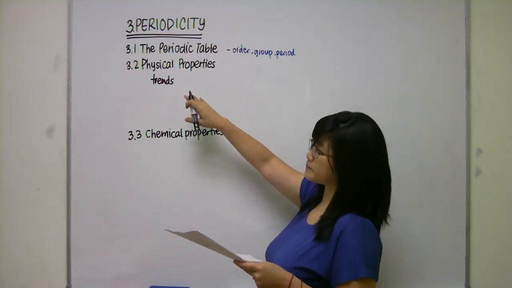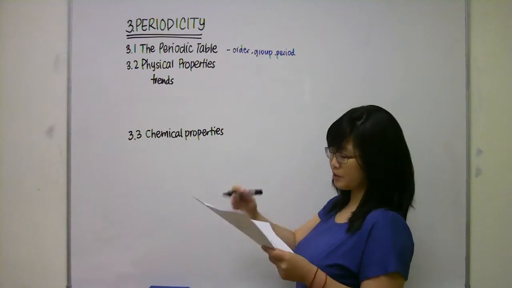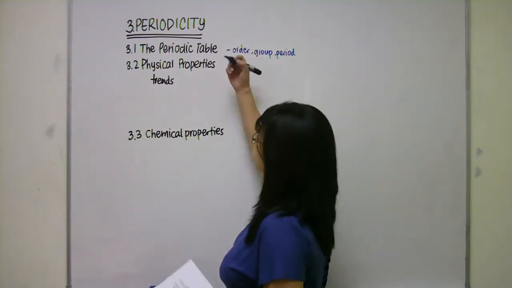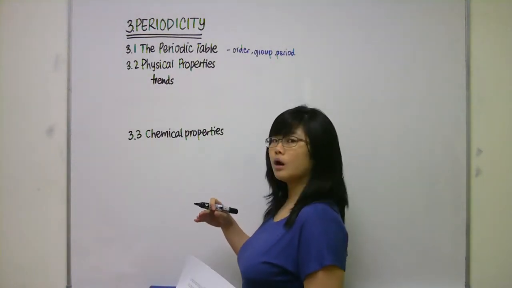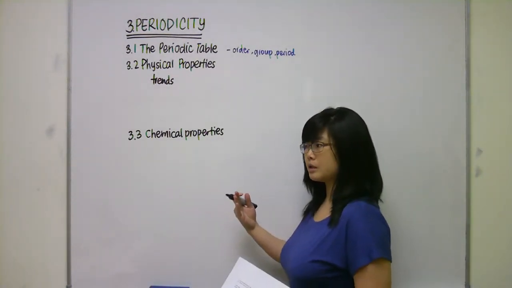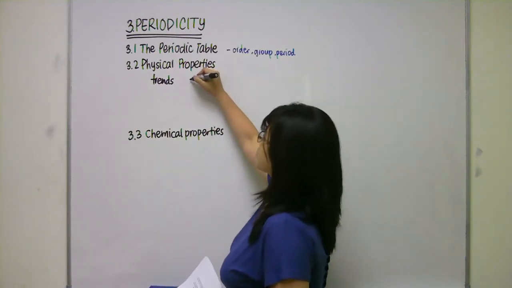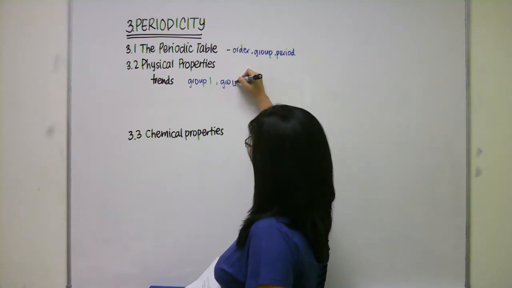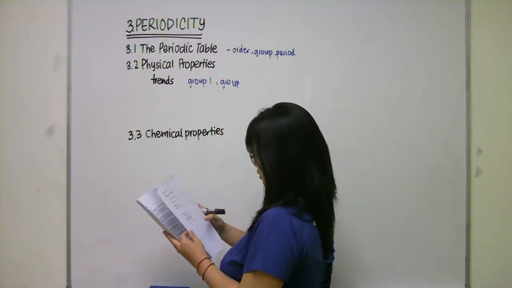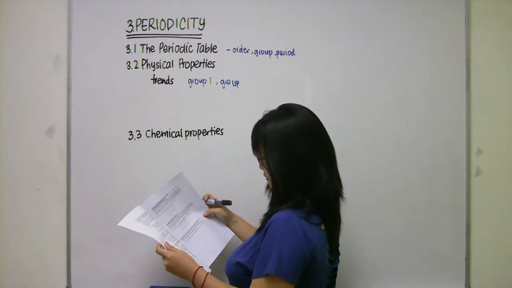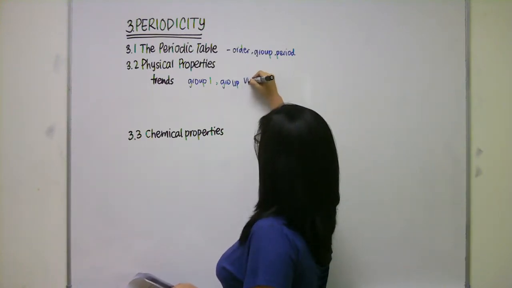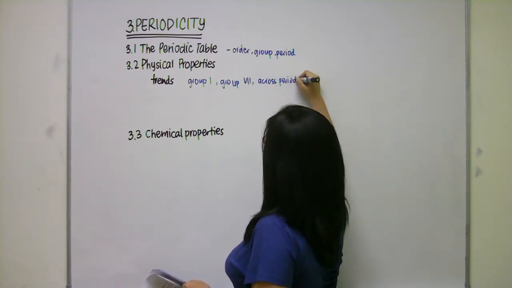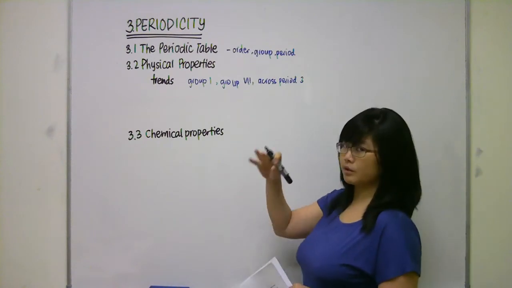This is where you're going to be talking about the trends in the elements. Mainly there will be three groups of elements in the periodic table that the trends you're going to be talking about. That is group 1, group 7, and across period 3. Okay, so group 1, group 7, and across period 3.